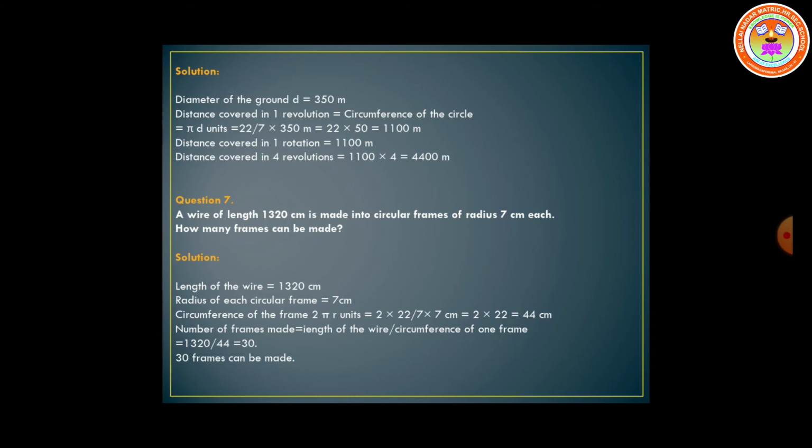The 7 in the numerator and the 7 in the denominator get cancelled, and the remaining number is 2 into 22, which is equal to 44 centimeter. Number of frames made is equal to length of wire divided by circumference of one frame. The length of the wire is 1320, so 1320 divided by 44 is equal to 30. Therefore 30 frames can be made.